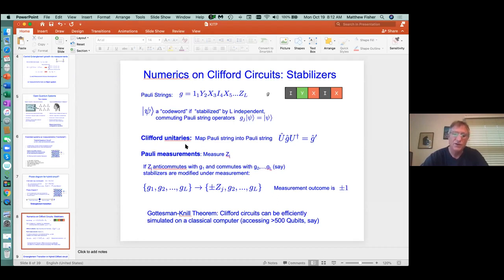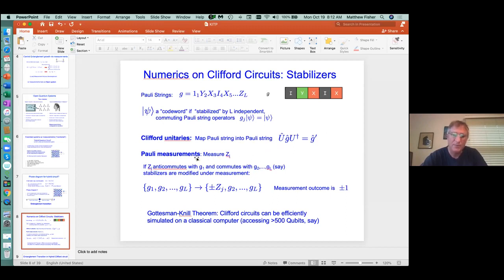And so the Clifford unitaries, what's special about them is that they map a single Pauli string into another single Pauli string. A general unitary would map a Pauli string into a linear combination of many other Pauli strings. So the advantage of following the Clifford unitary circuit is that one can follow the stabilizers without following the wave function itself. And that's much, much easier since there's only L such stabilizers.